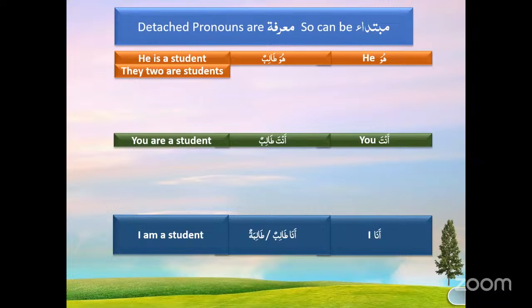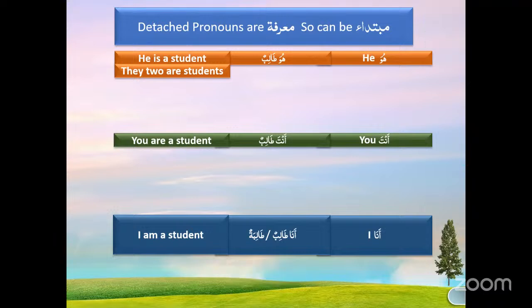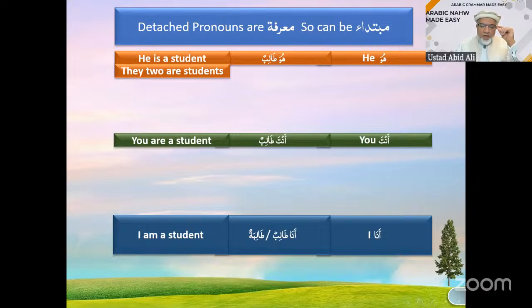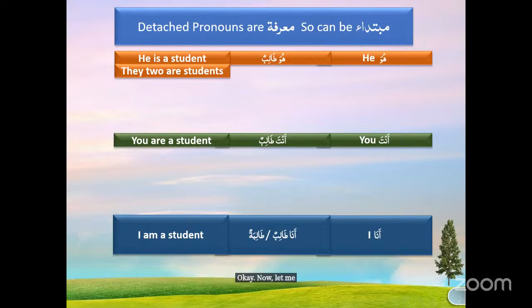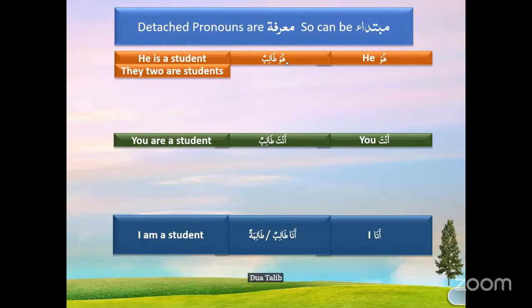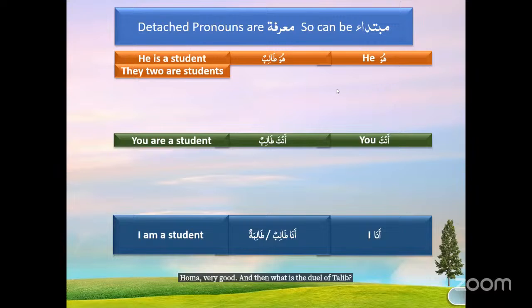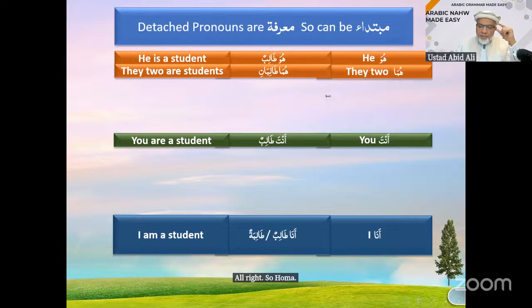Brother Imran Subhani, they two are students. Please repeat. They two are students. Huwa talibun. No, huwa is singular. Who will be they two? Huma. Very good. And then what is the dual of talib? Talibani. So huma talibani.